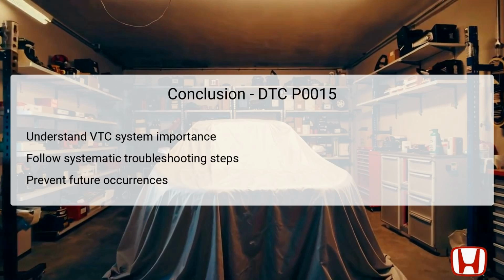In conclusion, understanding the intricacies of the variable valve timing control system is vital for diagnosing and resolving issues related to DTC P0015 effectively. By following the systematic troubleshooting steps outlined in this presentation, technicians can accurately pinpoint malfunctioning components and address them accordingly. This comprehensive approach not only addresses immediate concerns, but also sets the stage for preventative maintenance practices that can mitigate future issues.